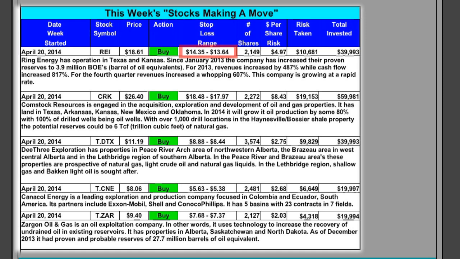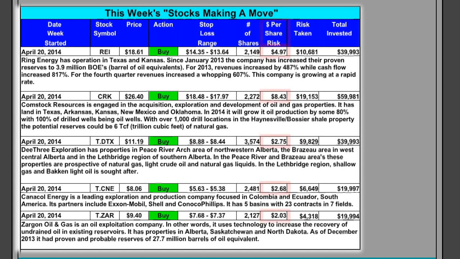$14.35 and $13.64. A tool I developed called the risk calculator will help you determine the amount of shares to buy. In the case of REI, you would buy 2,149 shares. On the home page of the website, under tutorial videos, is a separate video on how to use the risk calculator and how it will benefit you.